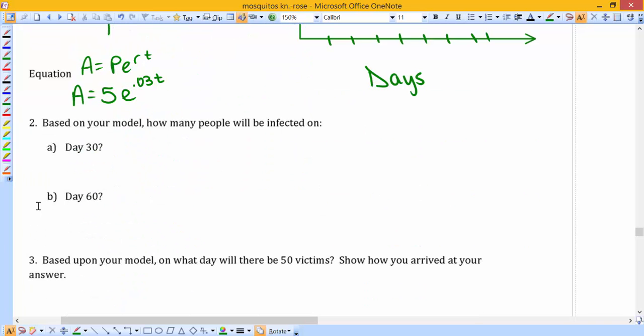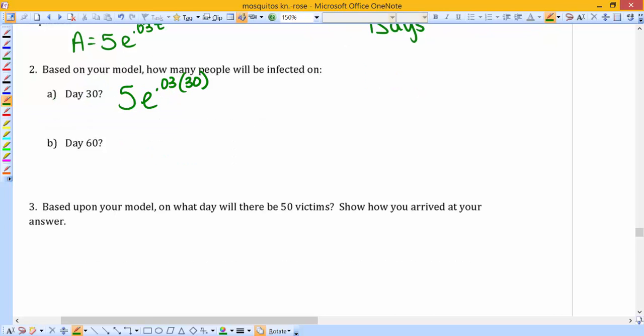Now, once you have that done, you're going to use your equation and find how many people are going to be infected on day 30. So I'm just going to start this. So it would be 5e to the 0.03 times 30 days. Use your calculator, and B, you're going to go with 60 days. Make sure you're checking with your group as you guys are working through this, so you can make sure you're getting similar answers. They should be pretty close, if not exact. You should be getting the exact same answers.